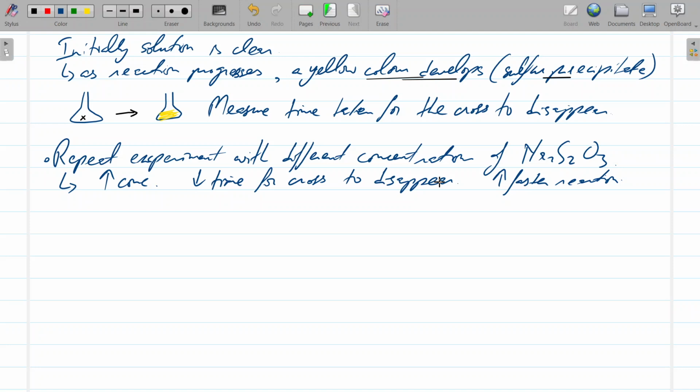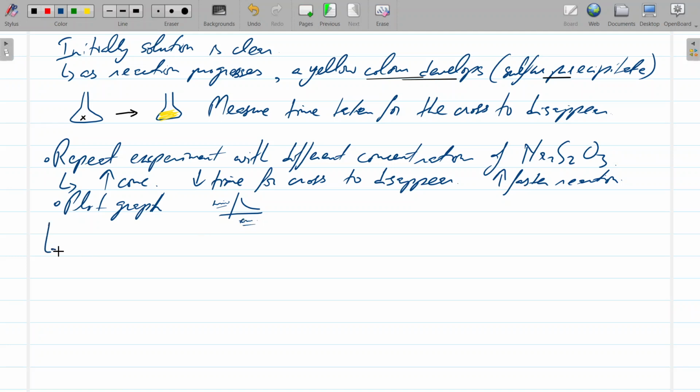And so what they do is they plot a graph of time taken for the cross to disappear versus the concentration of sodium thiosulfate. And obviously, as you just talked about, the higher the concentration is, the less time it will take. And so basically, you plot a graph, and the graph will look like this, right? So it will be like a curve that's decreasing. You've got concentration and then you've got time over here, right? So I'll show that to you in the book.